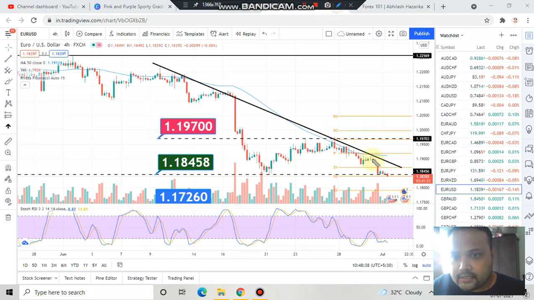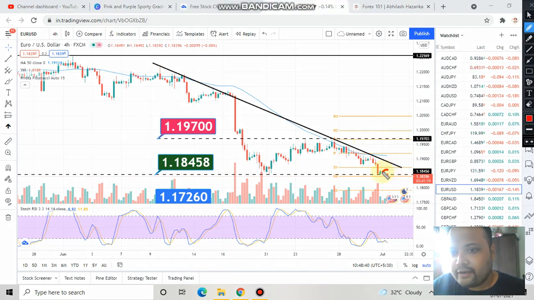Okay, so right now you can see the market has formed a small red candle, and market is trying to go below this support level. But still, I'll tell you that you should not short the market. Rather, you should just observe the market.